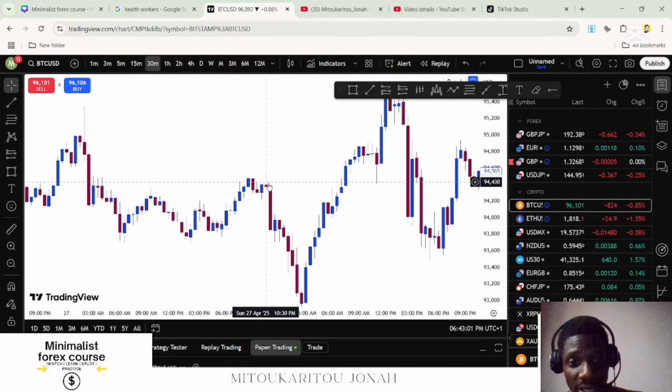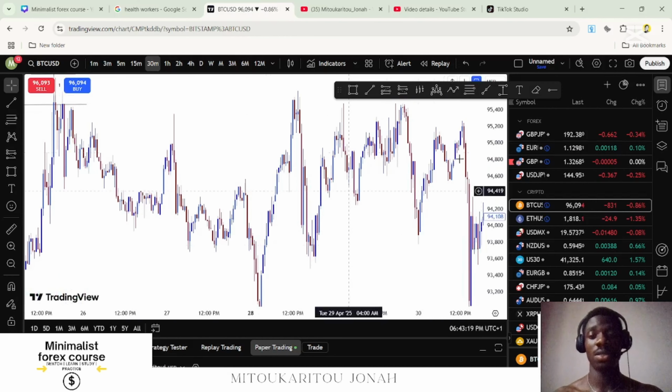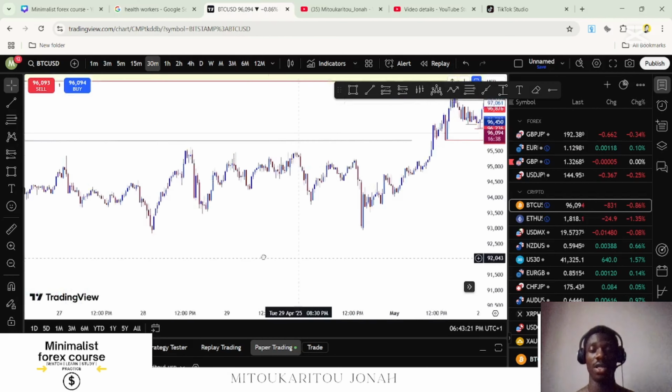So the doji already tells you the extent to which price rejected the level above. You see, price came up here, but the sellers just pushed it down. All right, and then it engulfed like this. So it's a candlestick pattern, the same as a bullish engulfing and a bearish engulfing.